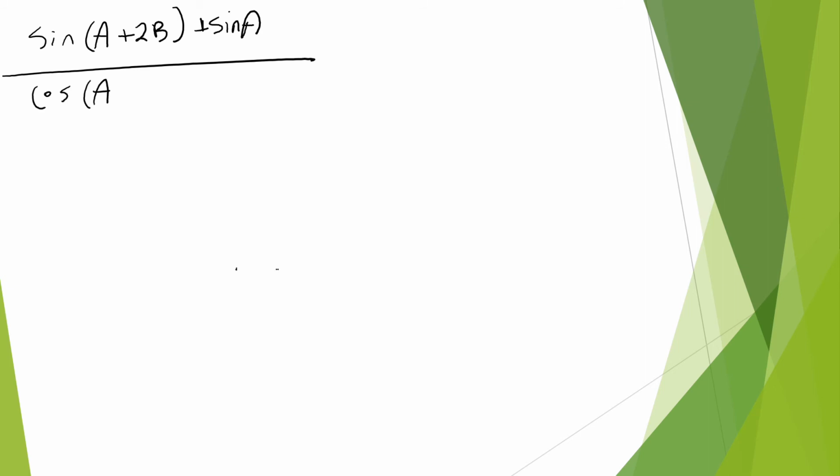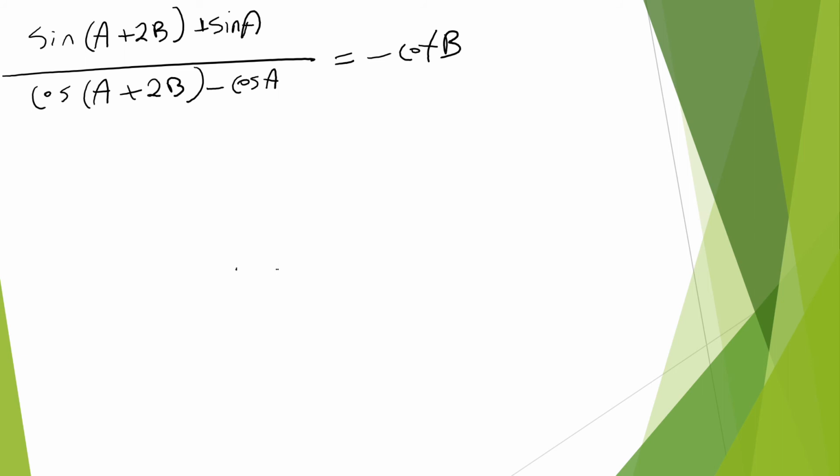Now sine A plus 2B plus sine A over cosine A plus 2B minus cosine A equals negative cot B. So obviously, remember when we have a fraction with two terms on the top and two terms on the bottom, to simplify that fraction into one term, the best approach is to use the sums to products, because when you have fractions you can simplify the common product.